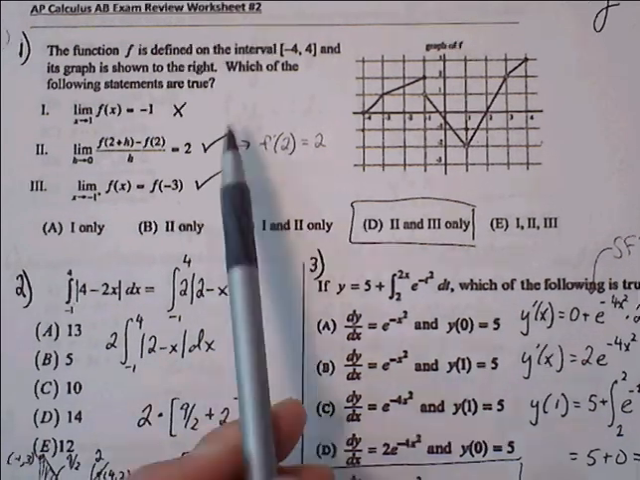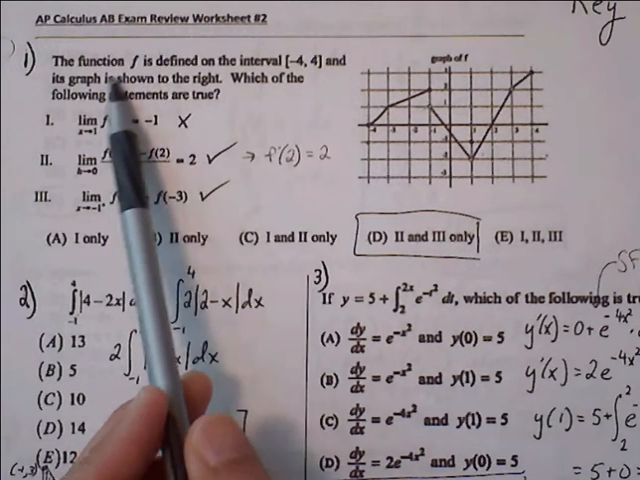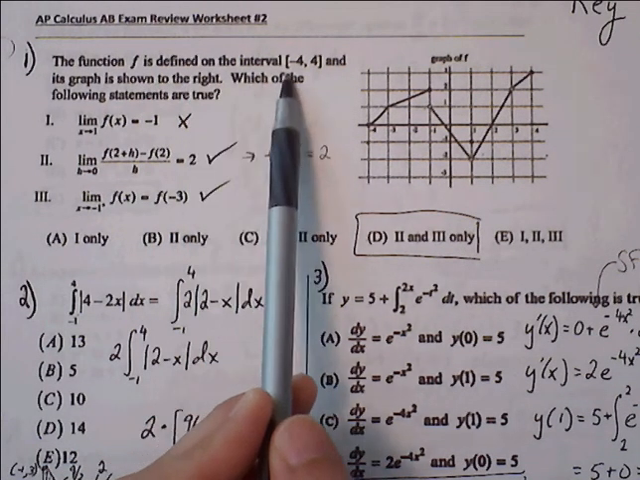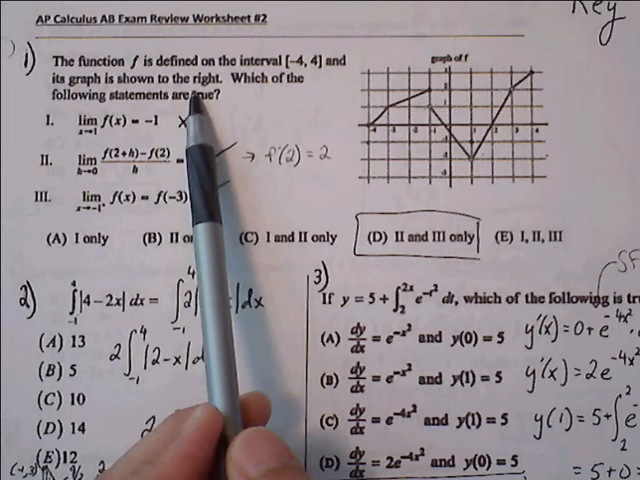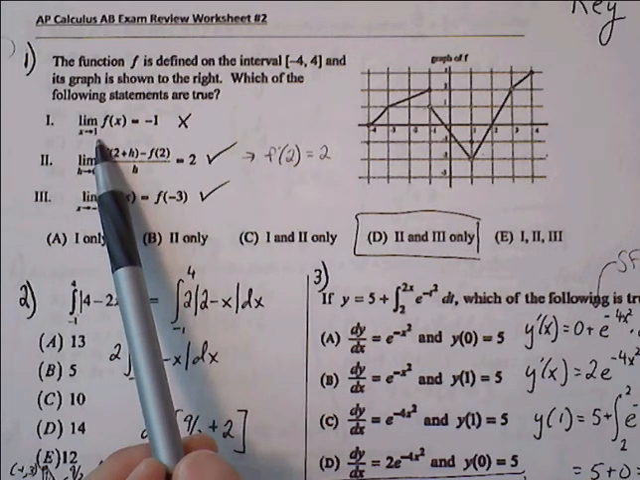Let's walk through the AP Exam Review Worksheet 2. Number 1 says the function is defined on the interval from -4 to 4, and the graph is shown on the right. Which of the following statements are true? So let's look at these three statements here.